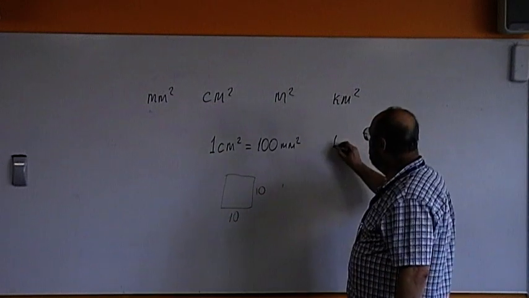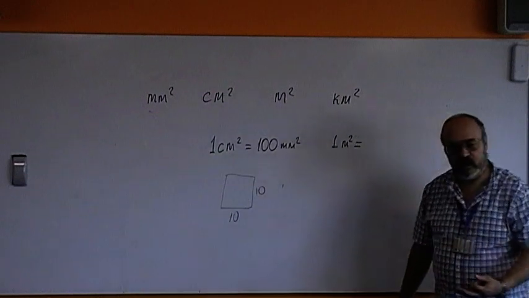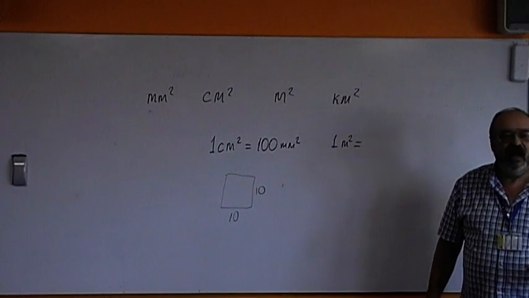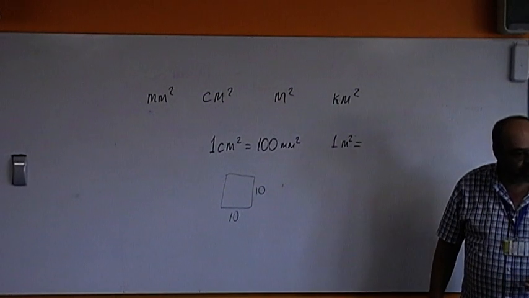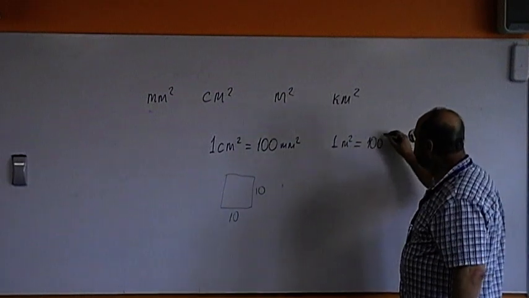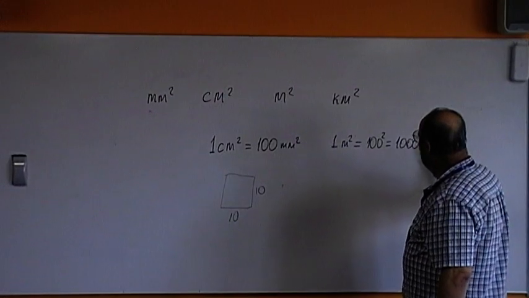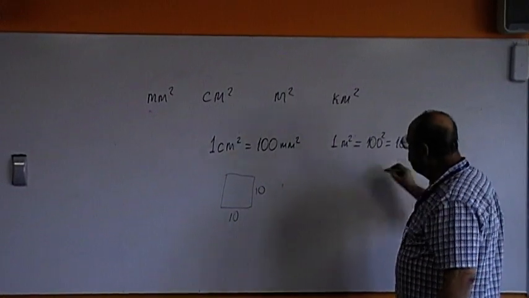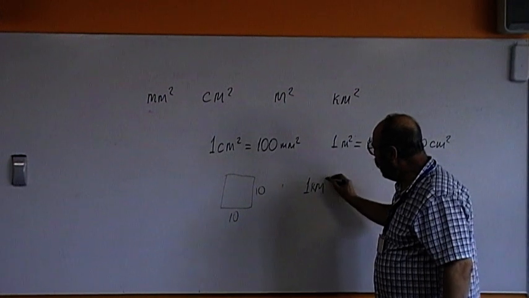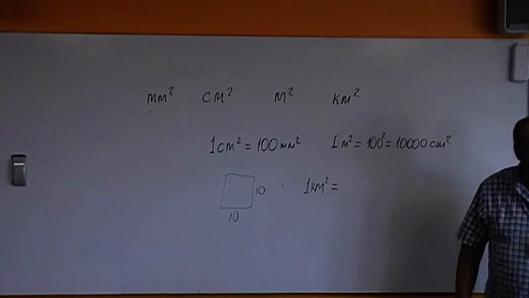So 1 meter squared: 1 meter has 100 centimeters. So 1 meter squared will have 100 times 100 centimeters squared, which is 10,000 centimeters squared. Now 1 kilometer squared: 1 kilometer has 1,000 meters.